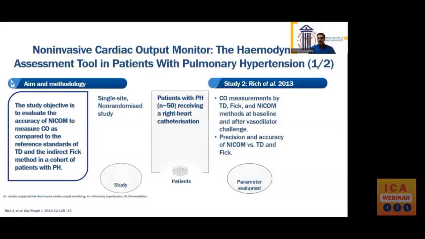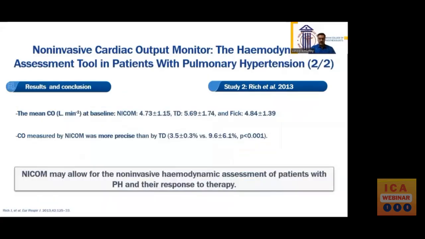They evaluated the cardiac output measurements by thermodilution, FIC, and NICOM at a baseline and after a vasodilator challenge. And the precision and accuracy of the NICOM were compared to the thermodilution and the FIC method. They concluded that NICOM may allow for non-invasive hemodynamic assessment of patients with pulmonary hypertension and their response to therapy.